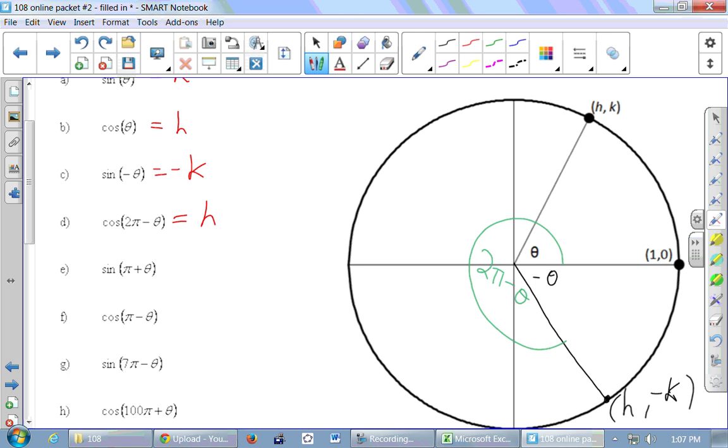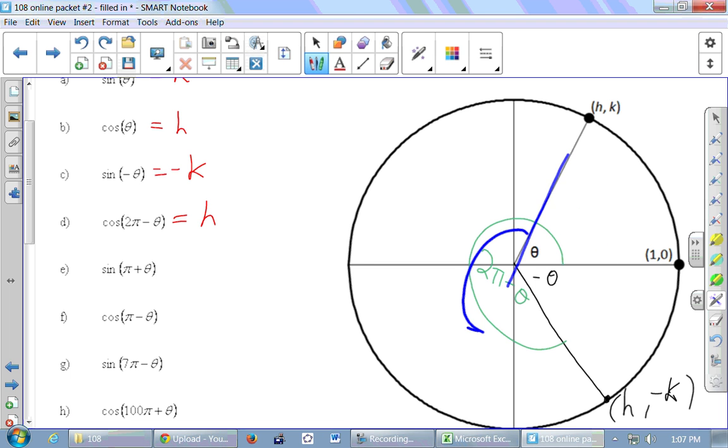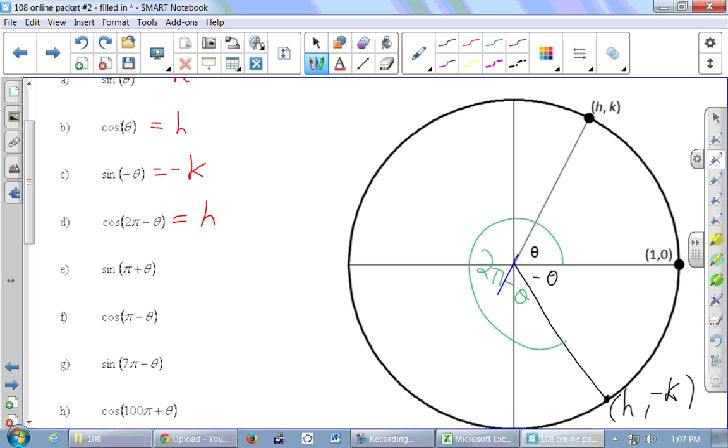Okay, next one, sine of pi plus theta. Okay, let's see. So we know that pi is half a revolution. So then if I look at the theta that we've already got here, here's my theta angle, and if I go half a revolution from this line, it will land me down over here. So let's draw that in blue and say that this angle from here all the way around to here is pi plus theta.